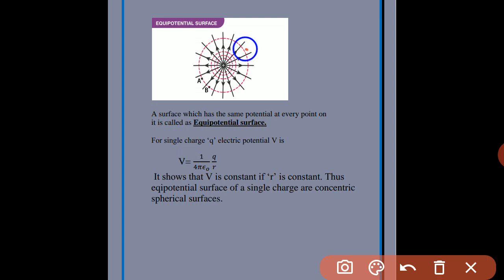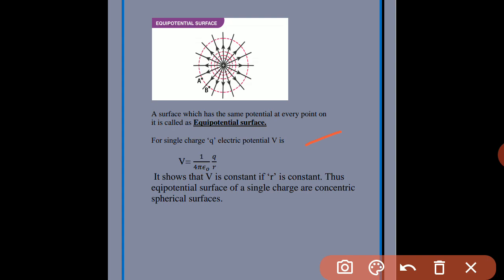Then this outer surface is called an equipotential surface. Why is it called an equipotential surface? Because it has an equal value of electric potential at all the points on it. Clear? Such surfaces are called equipotential surfaces, right? Now for a single charge q, understand what is an equipotential surface: the surface having an equal value of electric potential at all the points on it, right?